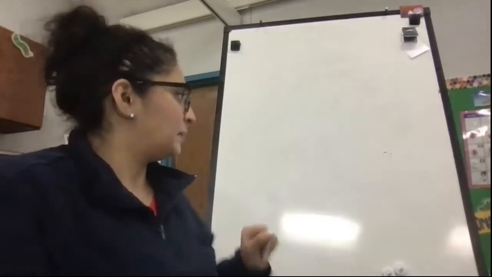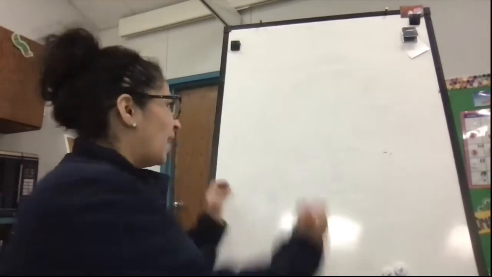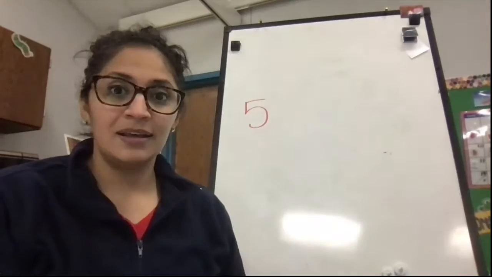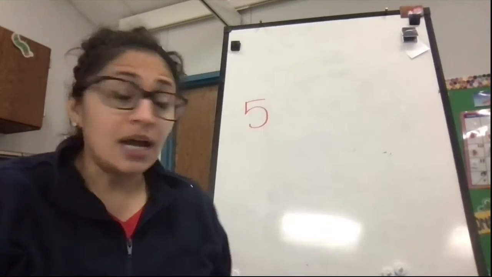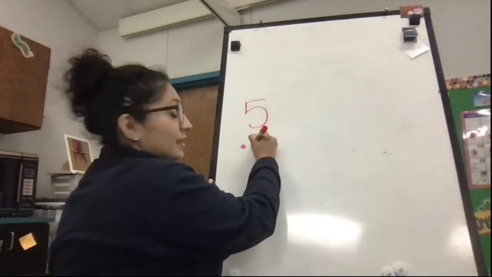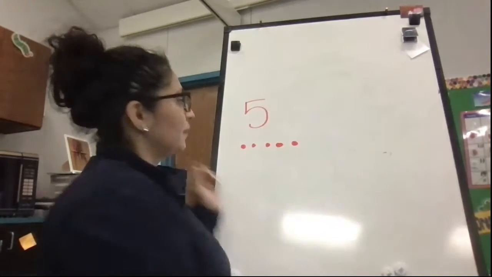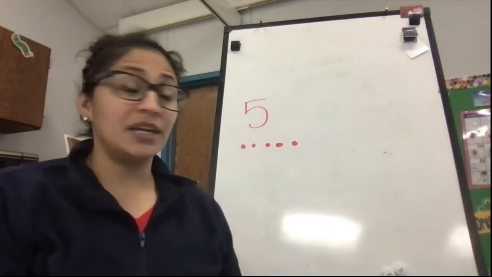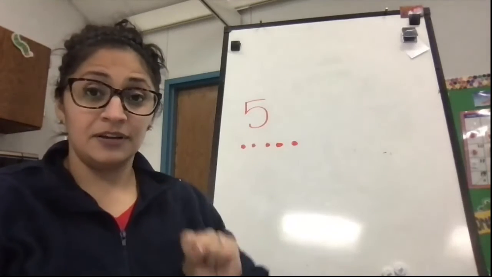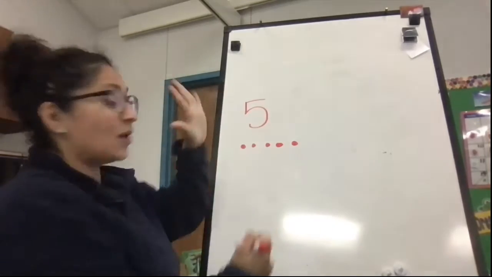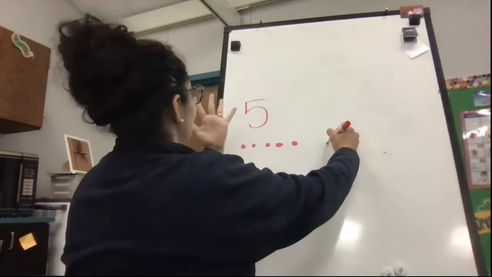We'll start off easy. So let's represent the number 5. What's another way we can represent the number 5? Yeah, we can draw dots. 1, 2, 3, 4, 5. Can you think of another way that we can represent 5? Our fingers. So I can draw my hand.